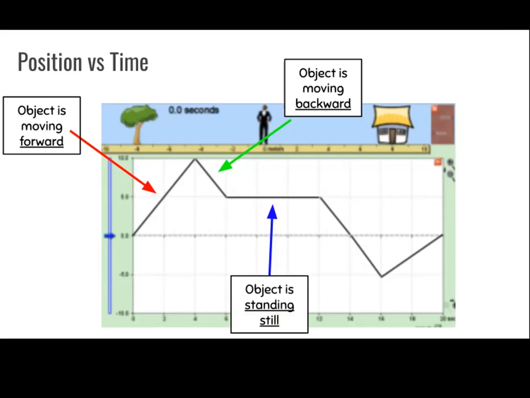Now, if we were looking at a velocity versus time graph, this straight line would mean something else. Okay, so it's very important for us to know which graph we're actually looking at.